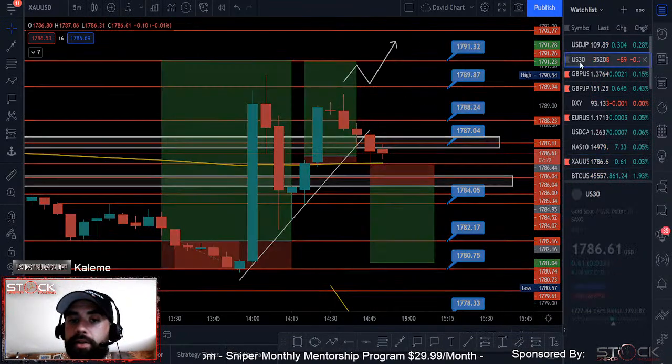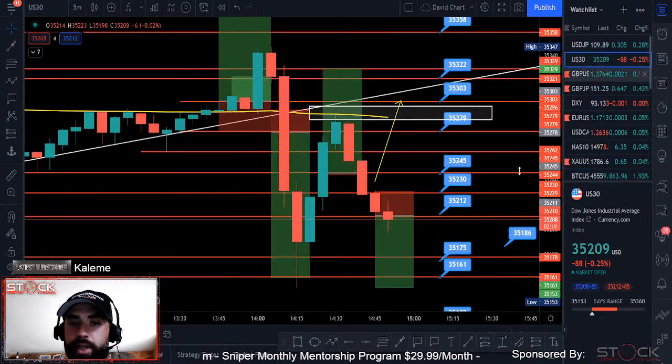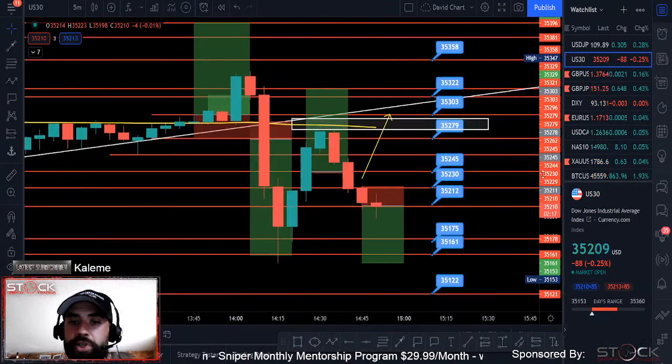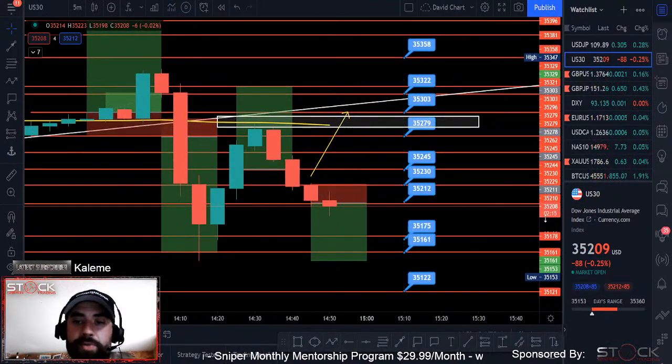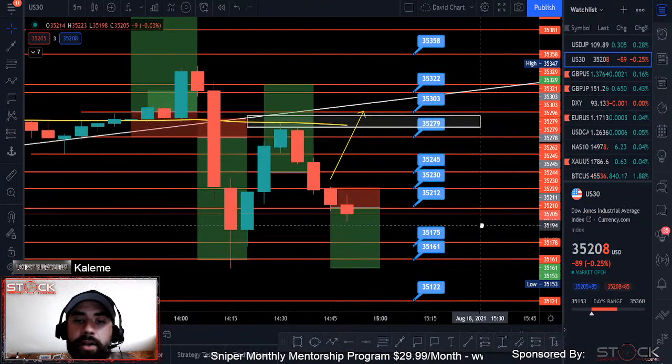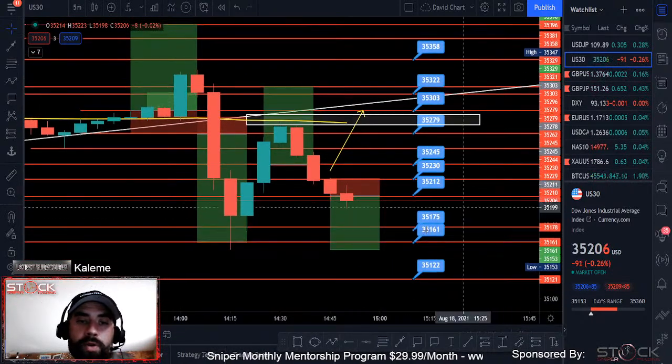Okay, let's check that US 30 here for a sec. US 30 dipped in a little bit, but obviously it's pushing back up. Don't enter in right now, guys. We got to get more volume filling into that area. More volume.